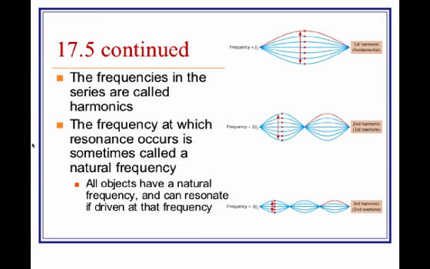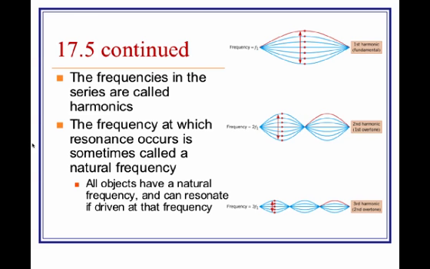All objects have what's called a natural frequency or a fundamental frequency. This is also referred to as the first harmonic. And the second, third, etc. harmonics occur based on a multiple of the first harmonic. So if the first harmonic is 10 hertz, the second harmonic is 20 hertz, etc., going up from there.